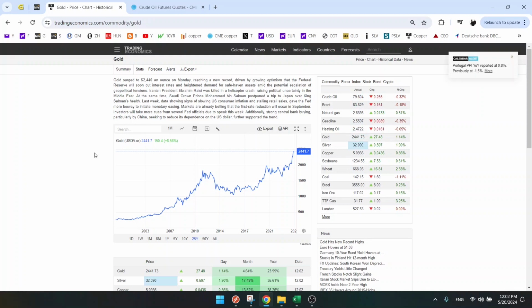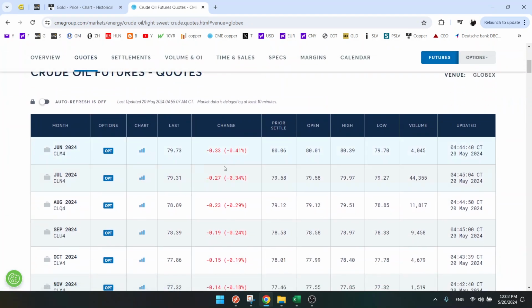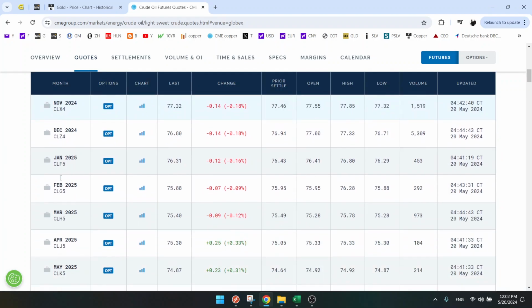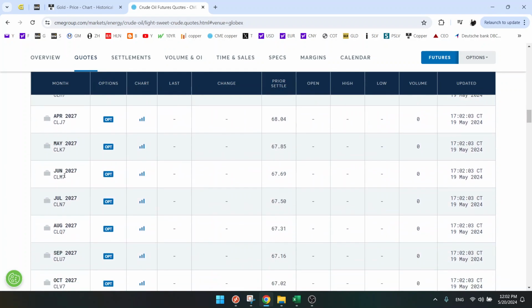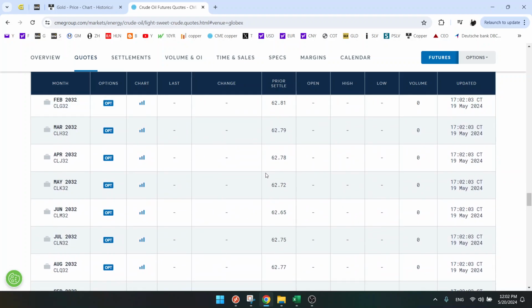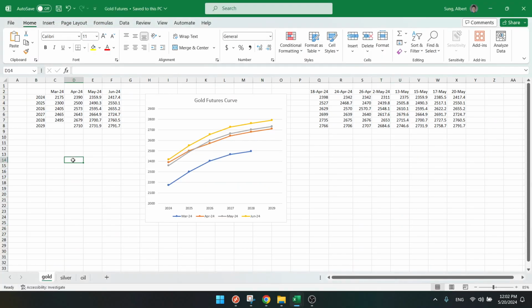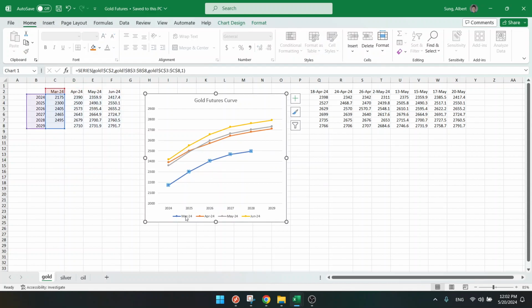Okay, there is this thing on the CME Group with a lot of numbers, and they give you the price at different years. And with this price, you can create a futures curve. So that's what I did for gold. And you can see here, this was a futures curve in March of this year.